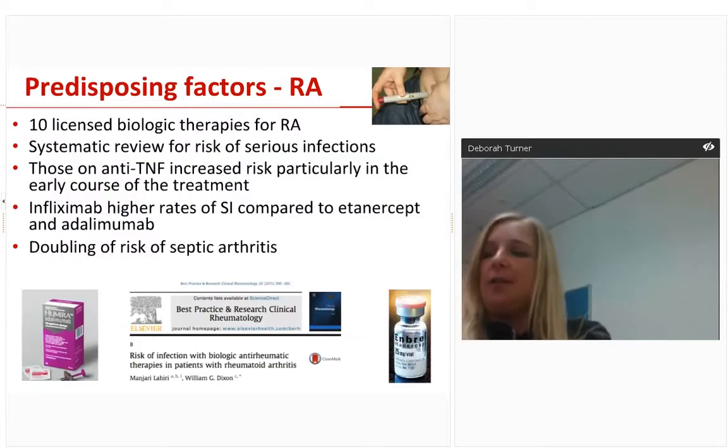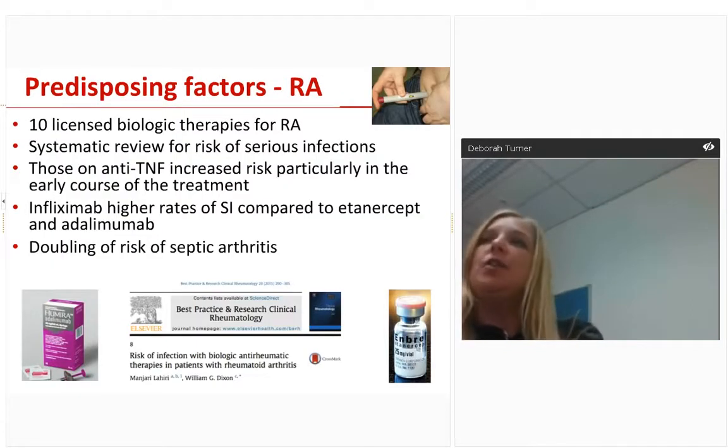We also need to consider, in terms of sepsis, the increased use of biologic drug therapies, particularly in patients with rheumatoid arthritis, but increasingly so in patients with spondyloarthropathies. Systematic reviews suggest that the risk of serious infections for patients on those drugs is effectively doubled for septic arthritis compared to those without. So we need to consider that as a potential clinical red flag.